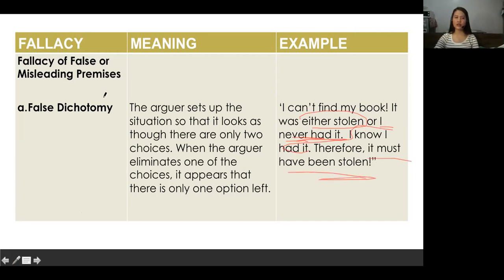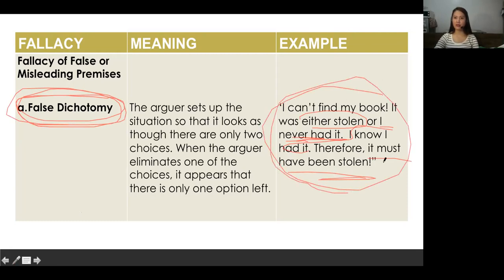So that is false dichotomy. Okay? Nakaka-relate ba dito? Lalo yung mga nabibintang or napagbintangan na.